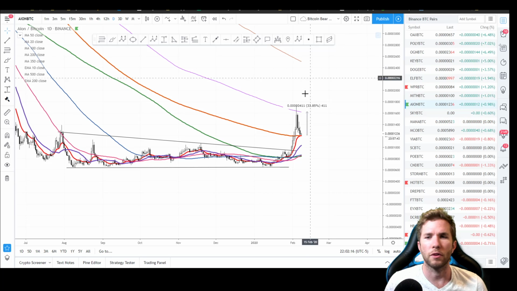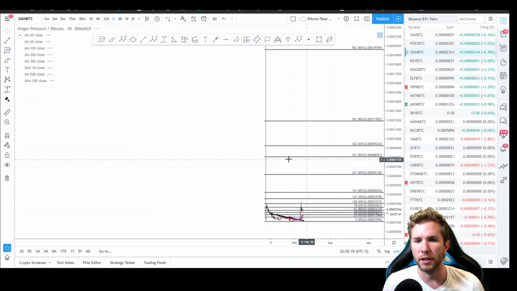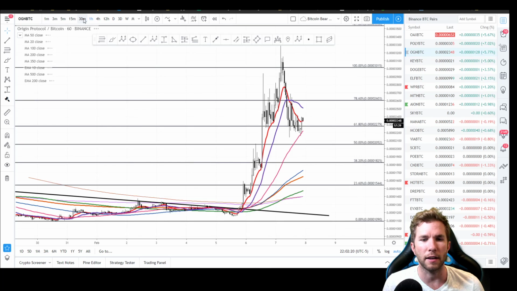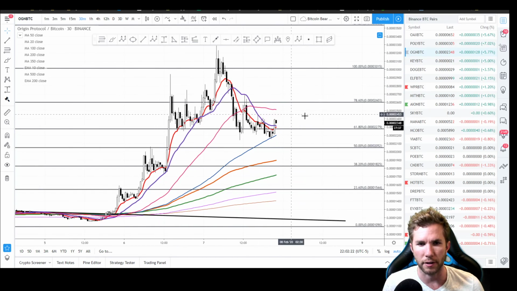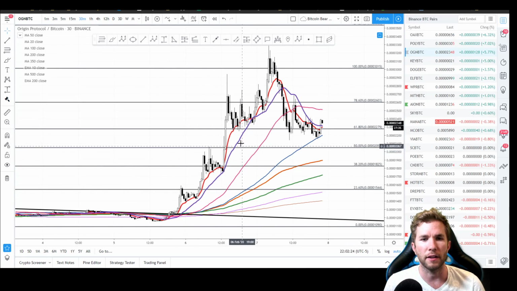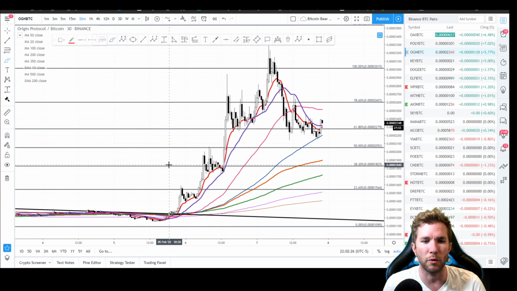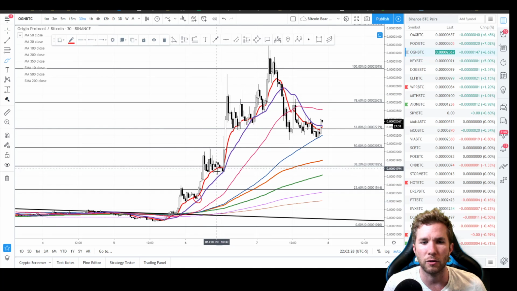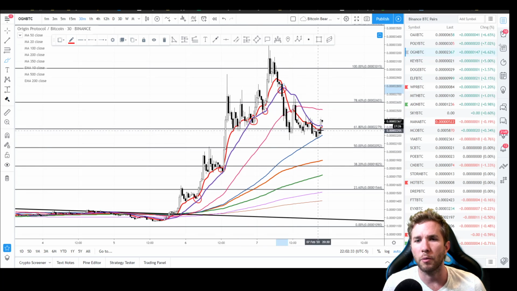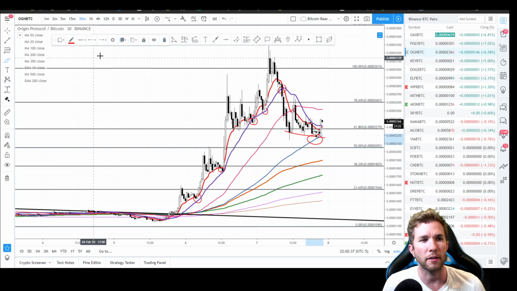Okay. So let's take a look at some other stuff. OGN. Now this is something that is really fun to play for the scalps right now. So again, this is a 30-minute. It's respecting it really, really well. You can see 20 MA, 20 MA, 20 MA, 20 MA. So we broke it back above the 20 MA yet again. Once we hit this 100 MA on the 30-minute.